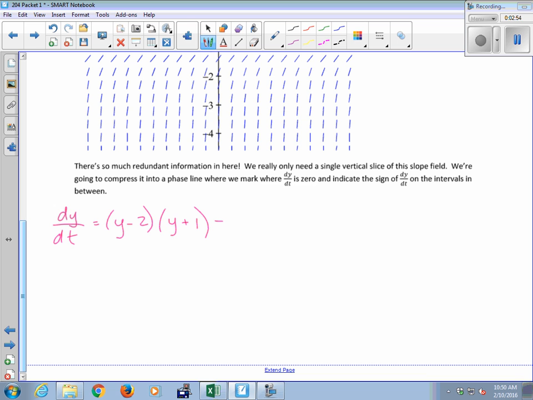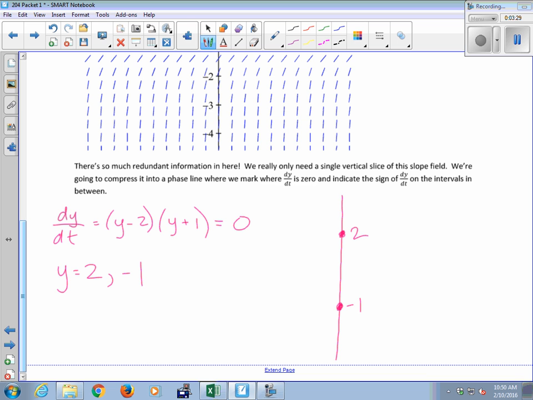So we take the derivative, set it equal to 0, and we get y equals 2 and negative 1 as my equilibrium solutions. We put them on a phase line as points. So we've got a vertical line, we put on negative 1, and we put on 2. Those are our equilibrium solutions. Okay, now we have to look at the sign of the derivative, the sign of the dy dt, in between each of your equilibrium points.